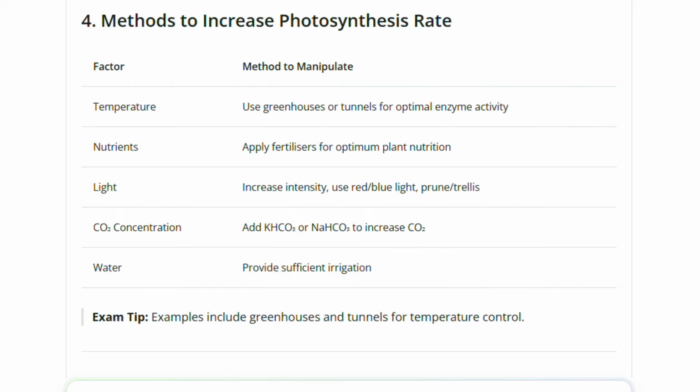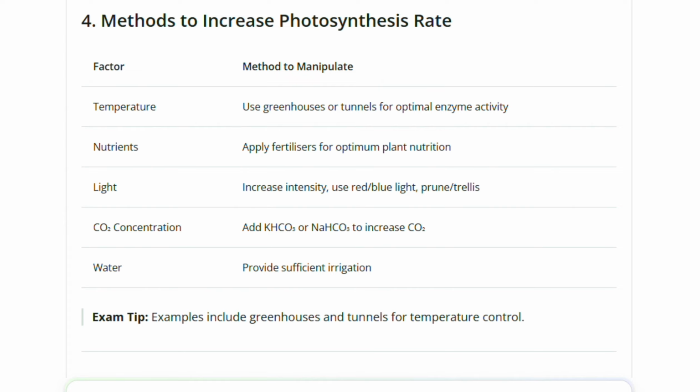They don't want to make the chlorophyll choose in a light to say, hey, I don't want purple, I don't want brown. So they give chlorophyll exactly what it wants, red or blue. Then what else? Increase exposure time to light, right? Yeah. Then carbon dioxide concentration, CO2 concentration, add KHCO3 or NaHCO3 to increase carbon dioxide.